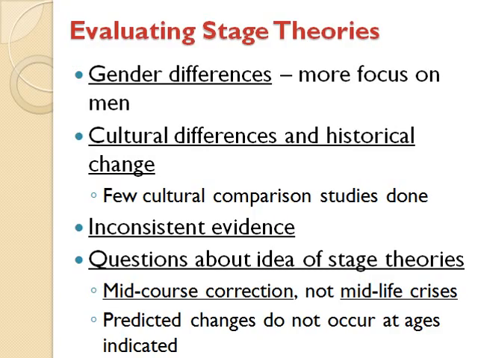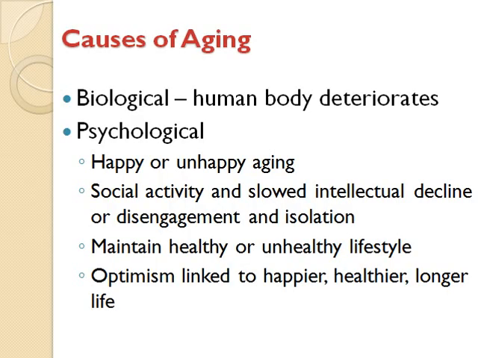Causes of aging. Due to these biological reasons, the human body starts to deteriorate, and there is also a psychological change, and this psychological change and the biological change lead to happy or unhappy aging: social activity and slowed intellectual decline, or disengagement and isolation, maintaining a healthy or unhealthy lifestyle, optimism linked to a happier, healthier, longer life.